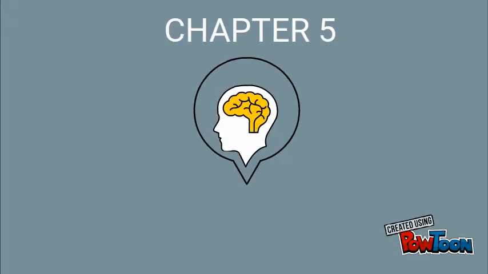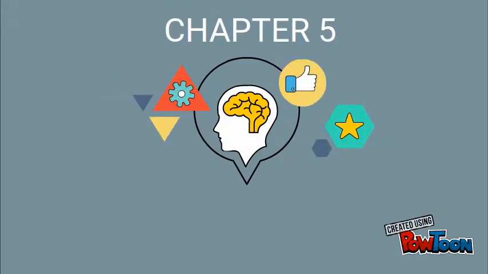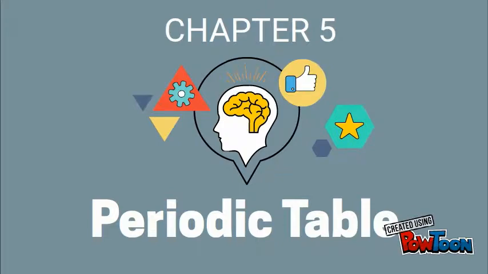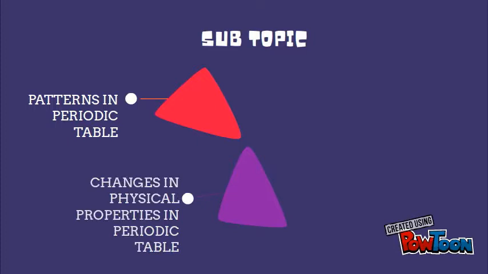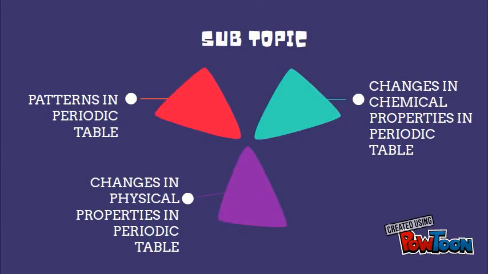Chapter 5 Periodic Table. Subtopic: Patterns in periodic table. Changes in physical properties in periodic table. Changes in chemical properties in periodic table.